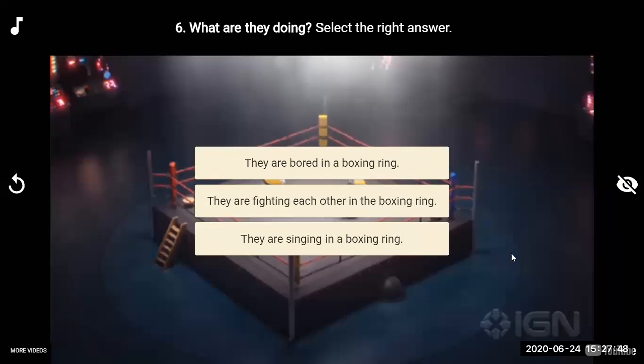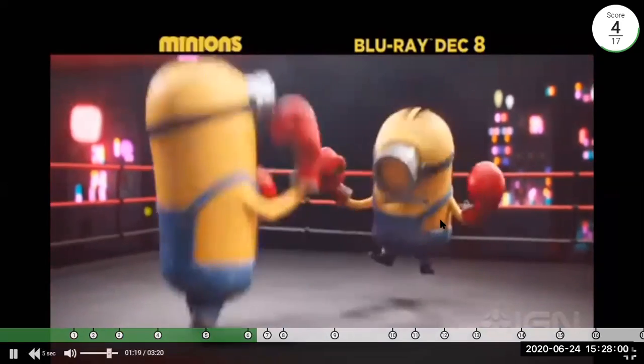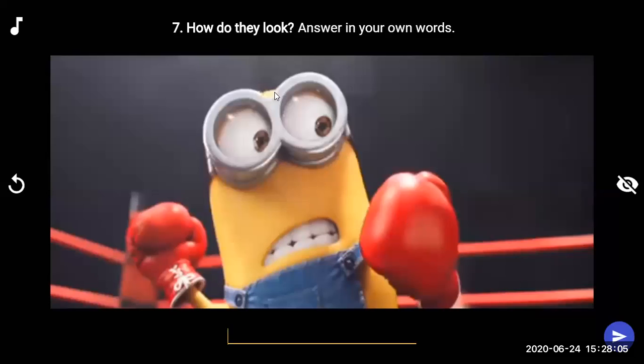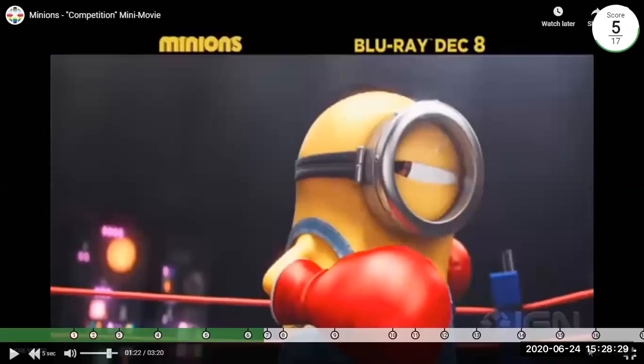Okay, let's see. What is the correct answer? Number two. Very good. Number two. Okay. How do they look? Okay, let's answer this question. How do they look? Angry. They look angry. Okay, let's answer. They look combative and angry, but it's perfect. Very good.